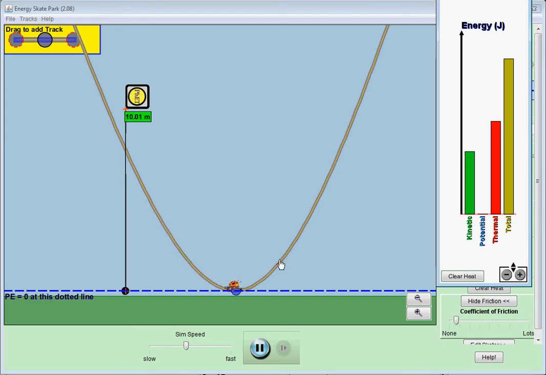I'll let this go ahead. And I don't know if you can see what the ending value of thermal energy will be. But when the kinetic energy and potential energy are both 0 at the bottom of the track, I think that you can see that the total energy will have been converted into thermal energy. Thermal energy, or heat energy as it is sometimes called, is the random motion of the molecules of the track, of the skateboard, and eventually of the surrounding environment.